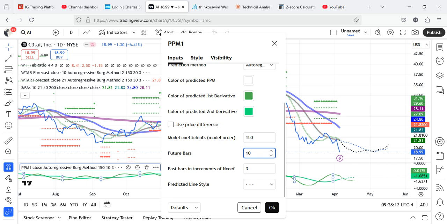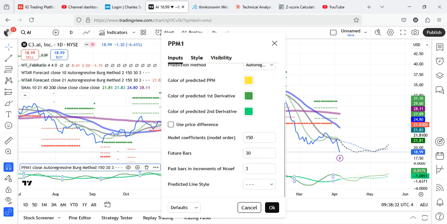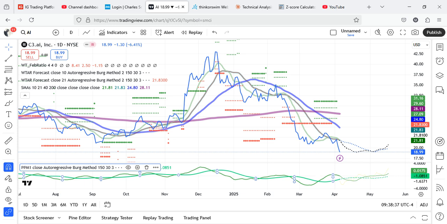That is a projection of only 10 days, but I want to extend it to 30 days. Okay, it's there now, as you can see. Well, in any case, it's there. I believe this is what we did.